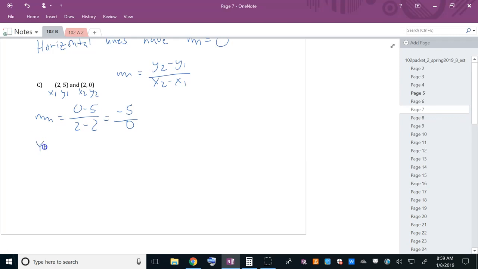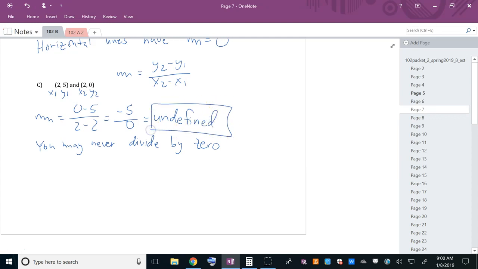And that's because you may never divide by 0. That's not something we want to do. But we have to have some way to describe that. So since we're doing something that we are not supposed to do, we describe that as undefined. This is also a special case.